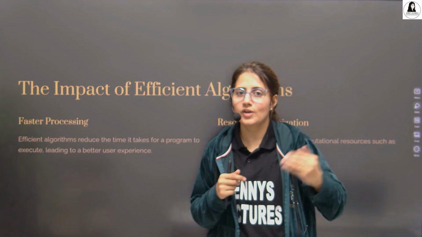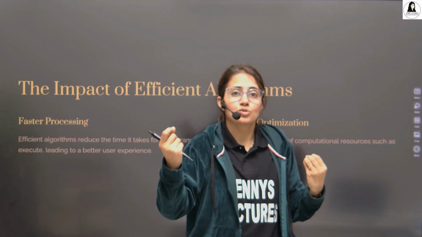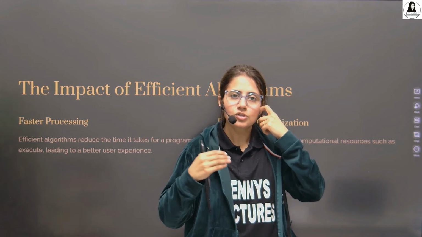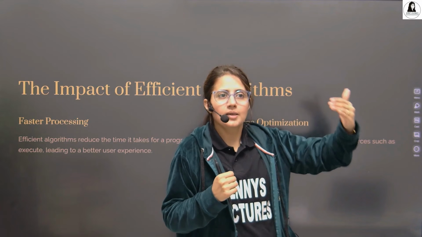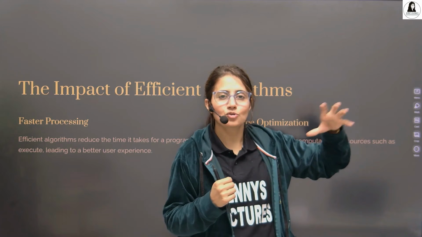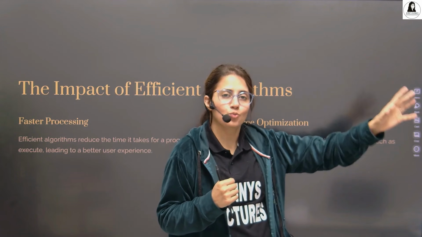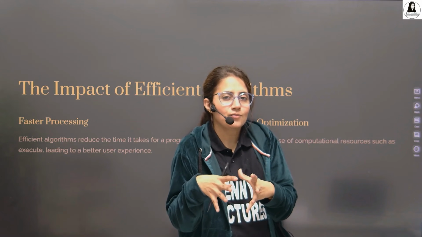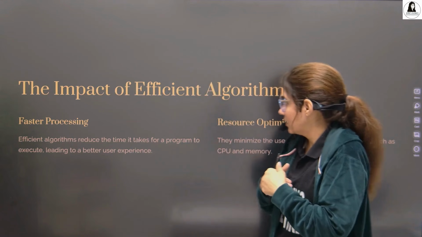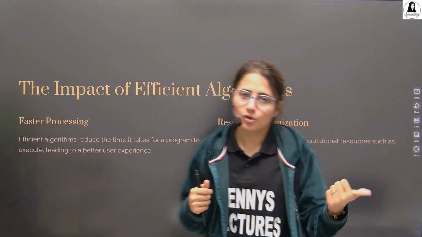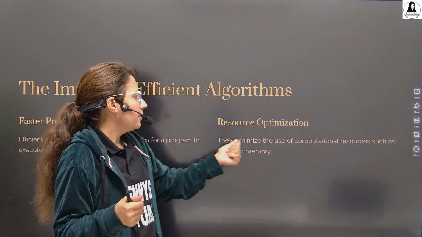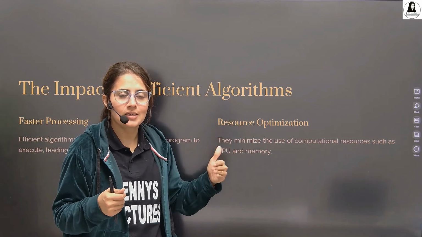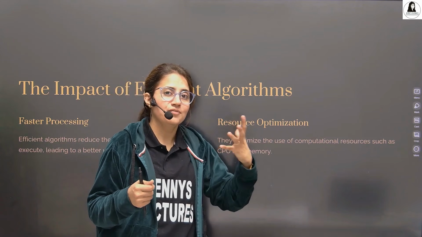That's why in interviews they always ask for the optimized approach, because it reduces the number of CPU cycles and the time, and those CPU cycles and that time could be utilized in some other productive way. So a program should take less time to execute. That's why we have to use efficient algorithms. And the same goes for resource optimization, which I've told you about. They minimize the use of computational resources like CPU and memory. Less CPU cycles and less memory if you use an efficient algorithm.